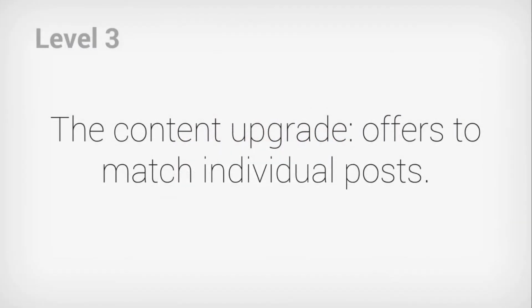Next, level 3. Okay, to take that to the next level and make your offers even more relevant, that would be the content upgrade. And you maybe heard about content upgrades before. In a content upgrade, the idea is to make an offer that is matched to one specific post, right? So you have a blog post and you have an opt-in offer, like a free report or something, that is made specifically just for that post. So that is ultra relevant, okay?